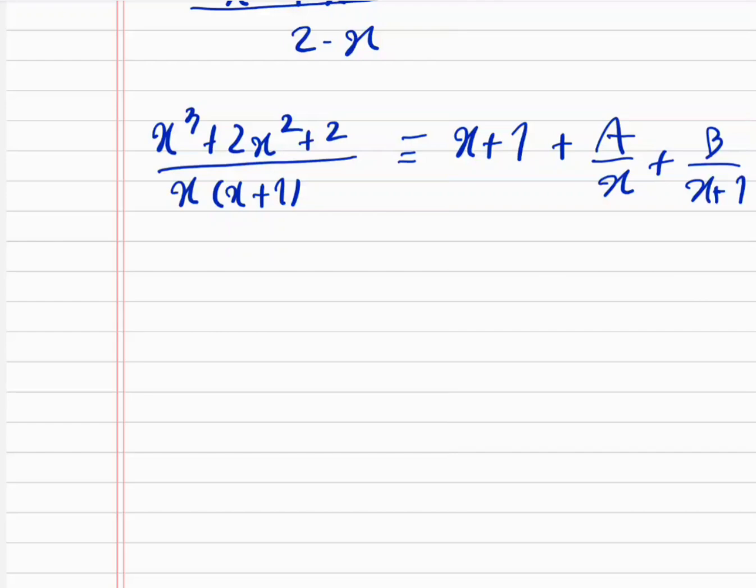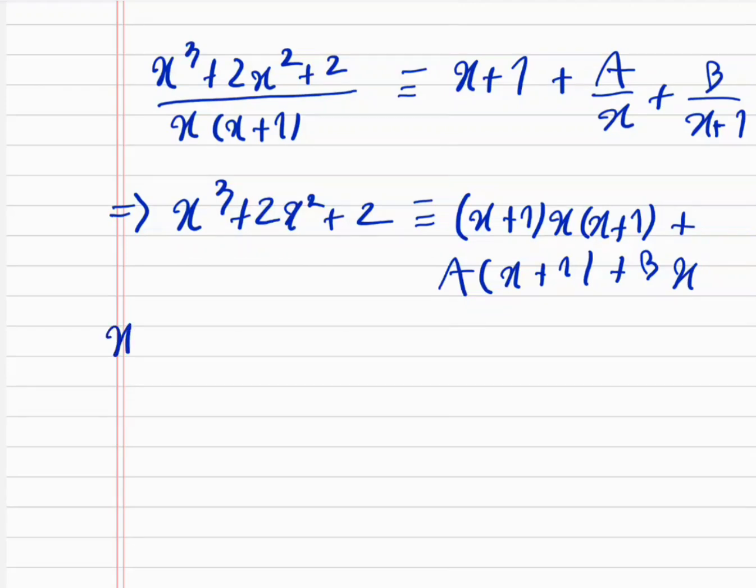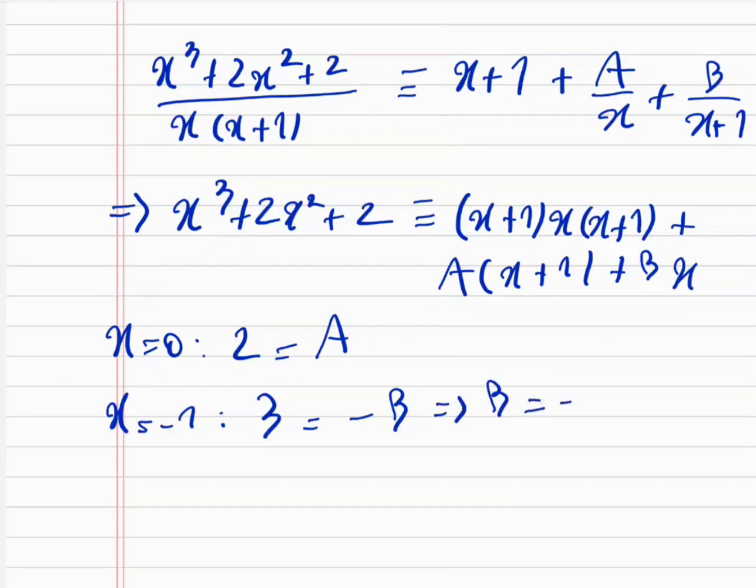So now we multiply every single term by the denominator, x times x plus 1, and that gives us x cubed plus 2x squared plus 2. And now on the right hand side, it's x plus 1 times x plus 1 again, plus a times x plus 1 plus b times x. And now it's the substitution part. So if we set x equal to 0, then we'll have 2 equal to a, essentially. That's very easy, because we'll have lots of cancellations. And when x is equal to minus 1, in this case we get 3 on the left hand side, and on the right hand side, because this one is going to be 0, we'll just have minus b, and b is equal to minus 3.